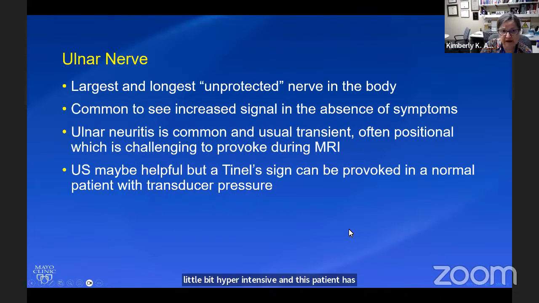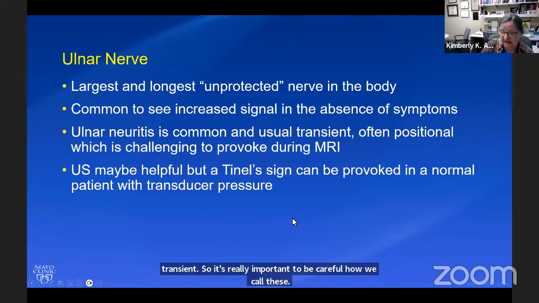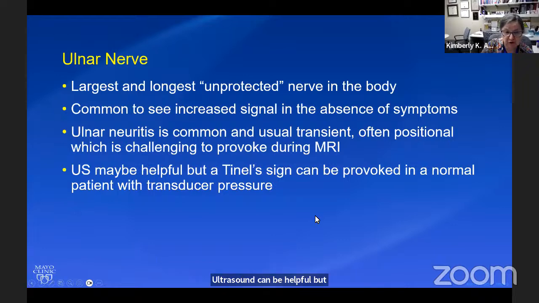So the ulnar nerve, again, largest, longest, unprotected nerve in the body. It's very common to see T2 hyperintensity in this nerve whether or not there's something really going on. You have to be very careful how you call it. And ulnar neuritis is very common. It's usually transient. So it's really important to be careful how we call these. Ultrasound can be helpful, but a Tinel sign can actually be provoked in a normal patient with transducer pressure.